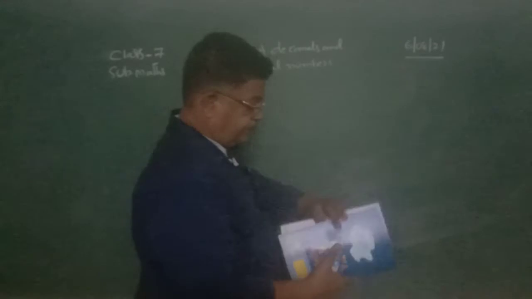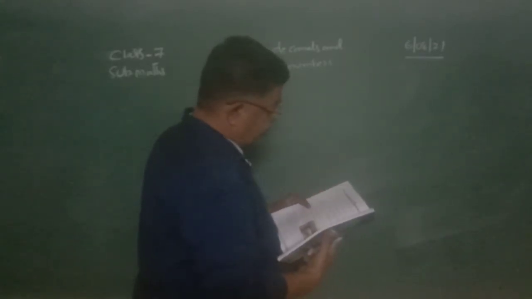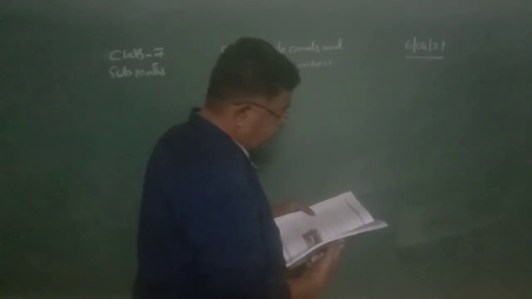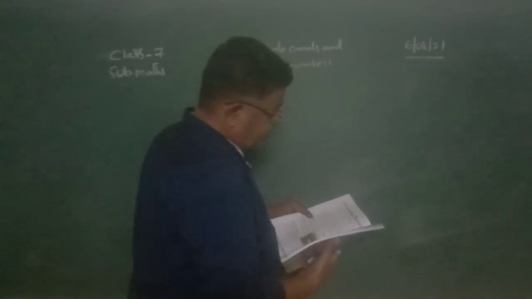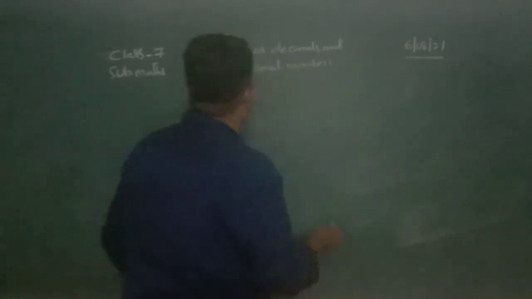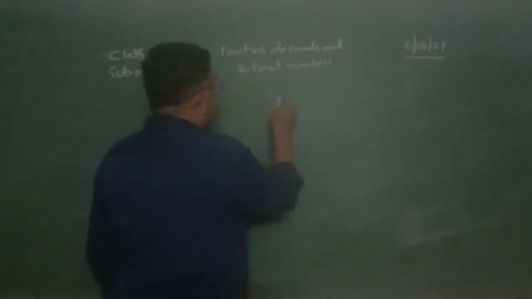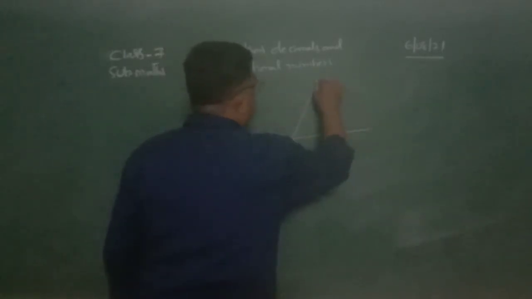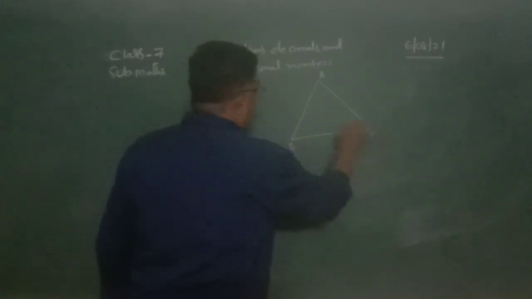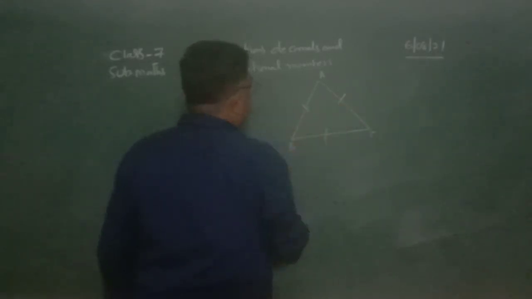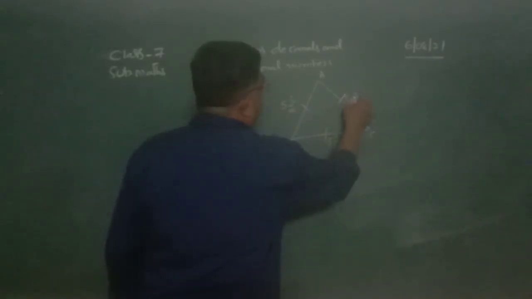Next, what is the perimeter of the triangle if each side of the equilateral triangle is 5 3 by 10 centimeters? So we want to find the perimeter. Equilateral triangle means all the 3 sides are equal. This is given to be 5 3 by 10. This is also 5 3 by 10. This is also 5 3 by 10.